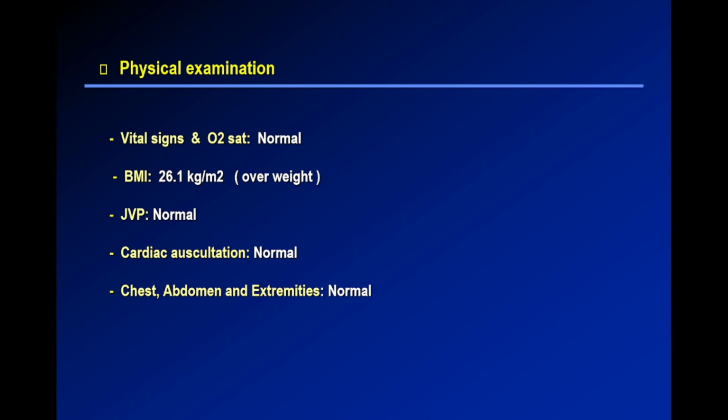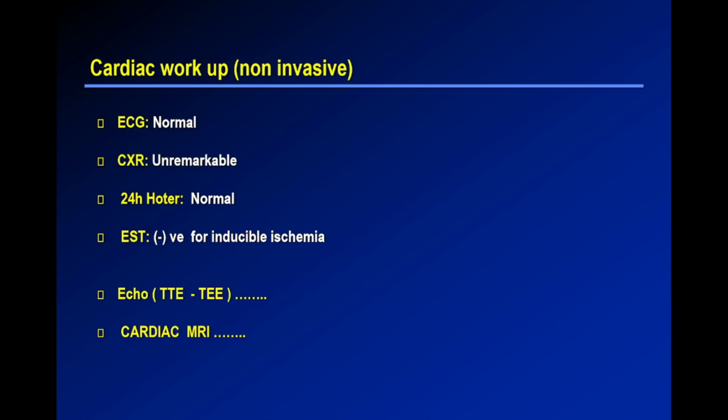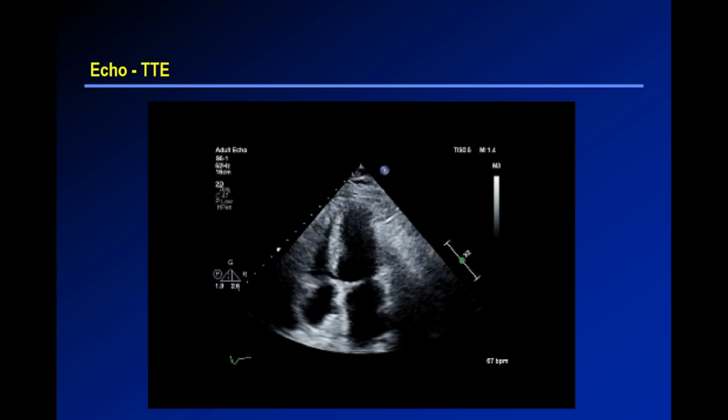Vital signs and oxygen saturation were within normal, and the patient was overweight, body mass index about 26, and jugular venous pressure within normal. Cardiac auscultation was within normal, other systemic examination unremarkable. We did ECG for this patient, within normal, chest X-ray unremarkable, 24-hour Holter also reported normal, and exercise stress test was negative for ischemia. Then for cardiac imaging, the patient underwent transthoracic echo, transesophageal echo, and cardiac MRI.